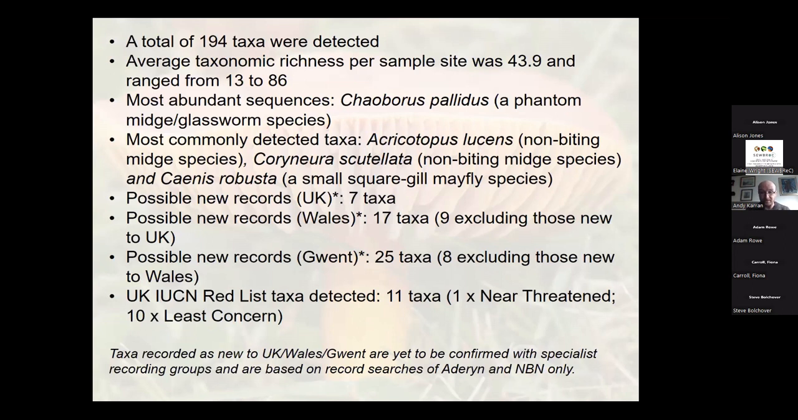But looking at confirming against ADERIN records and NBN records, there were 7 which had apparently never been recorded in the UK. 17 species, including the ones that hadn't been recorded in the UK, were new to Wales. 25 hadn't been recorded in Gwent, and there were a number of species on the IUCN red list as well. So it's probably going to need further work to find out whether these are actually new records for Wales and the UK, or possibly they have been recorded but not properly recorded.